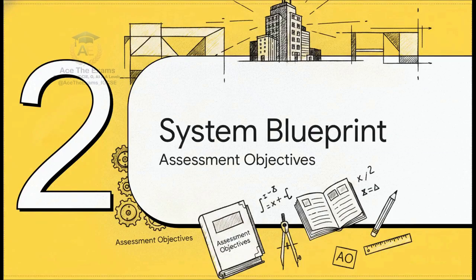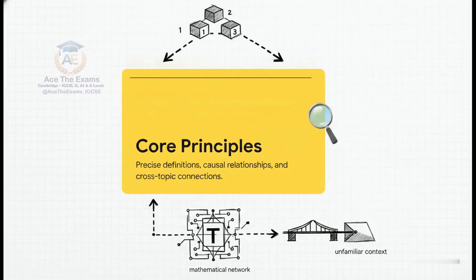Moving right along to Section 2, reading the system blueprint. Now, what's really interesting here is how we establish the official building regulations. These are the codes strictly enforced by Cambridge examiners. The entire theoretical architecture of the trapezium rule rests on these precise definitions and causal relationships. In fact, the examiners explicitly state in their reports that candidates who reference cross-topic connections achieve significantly higher marks. What does that mean for you?